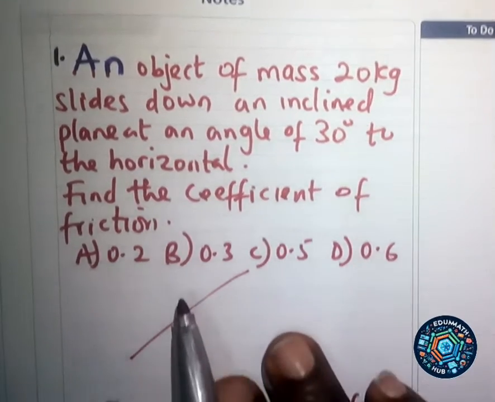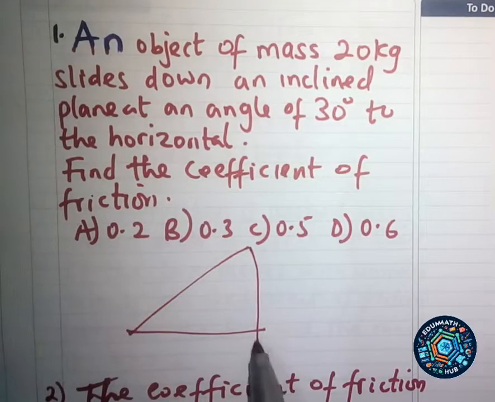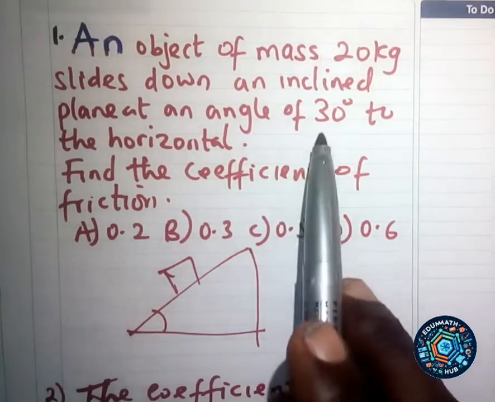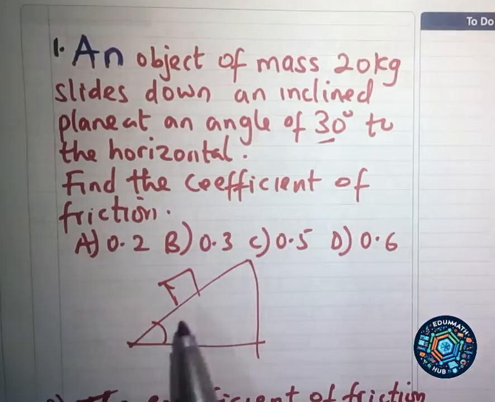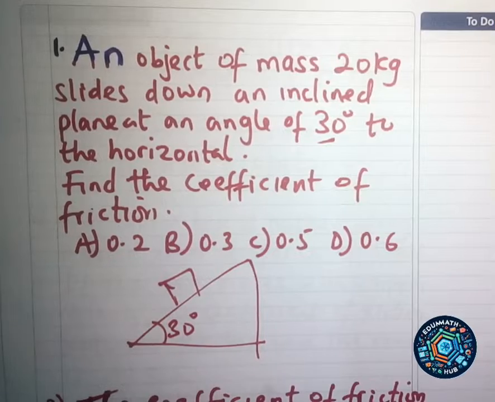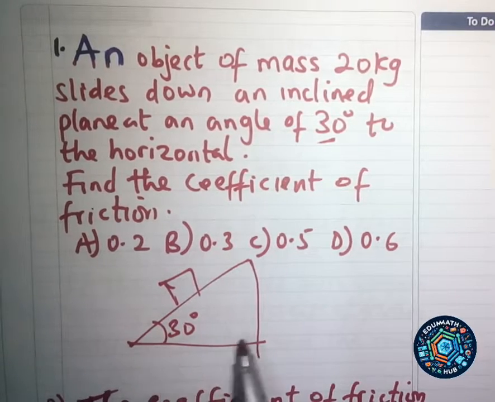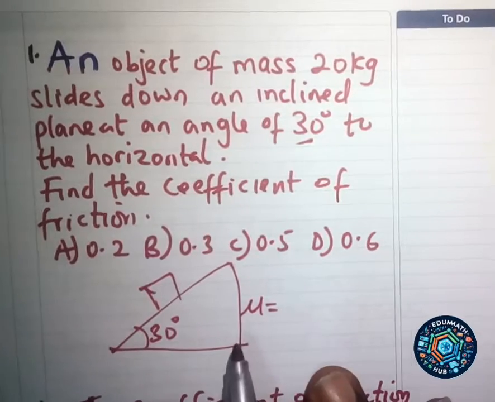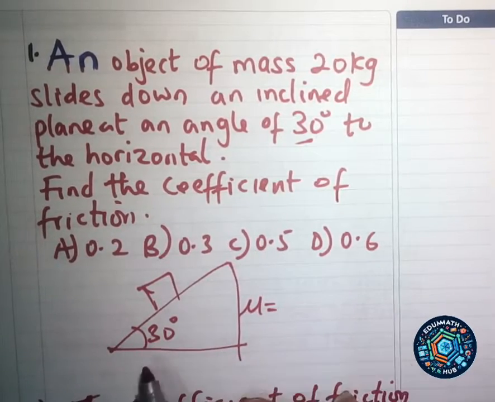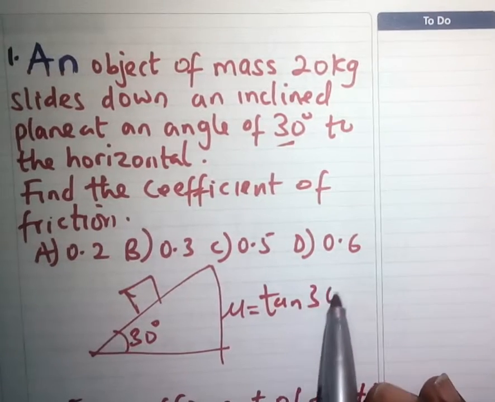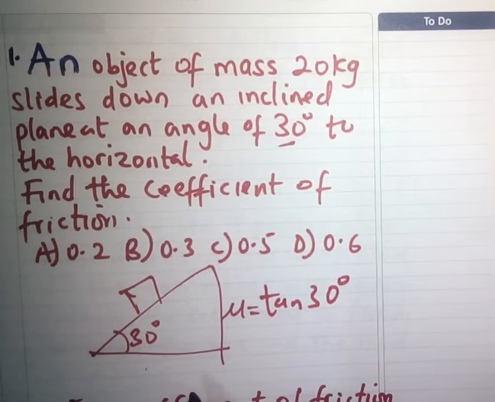The inclined plane will look something like this. This is the inclined plane here. So the body is right here, and this is the angle that we are told in this question. The angle is 30 degrees, so this is 30 right here. So anytime you have a body like this placed on an inclined plane, the coefficient of friction mu is straightforward. Just look at the angle of inclination, which is 30 degrees, then just do tan 30 degrees, the tan of the angle of inclination.